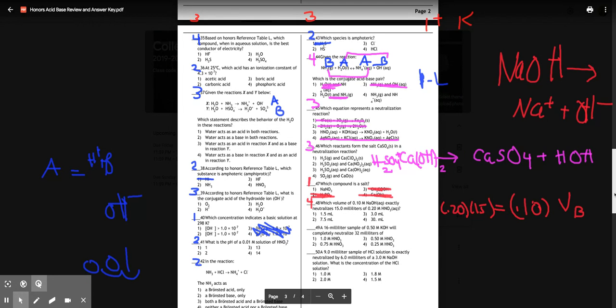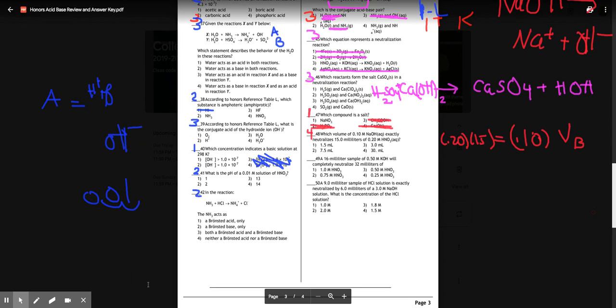Scooch this down a little bit. A 16 milliliter sample of 0.50 KOH, a base, will completely neutralize 32 milliliters of what? So we're looking for molarity of the acid. So there we go. 32 is our volume of acid. 16 is our volume of base, and 0.50. Notice how I didn't go in the same order because of the commutative property of multiplication. So 0.5 times 16 is 8, divided by 32 is 0.25. There it is.